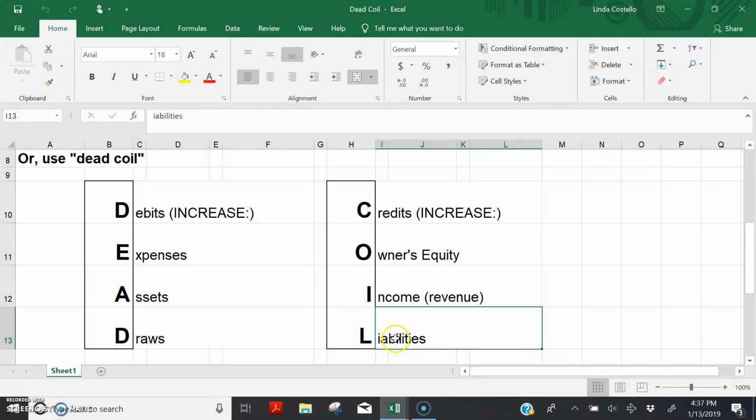You might want to print out DEAD COIL. It's a handy spreadsheet to keep with you when you're working through your assignments for Chapter 3 and for future chapters. See you next time.